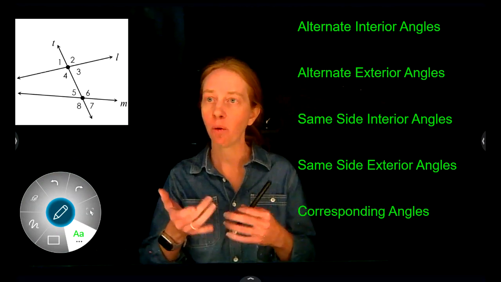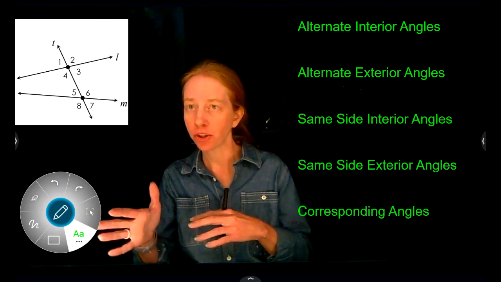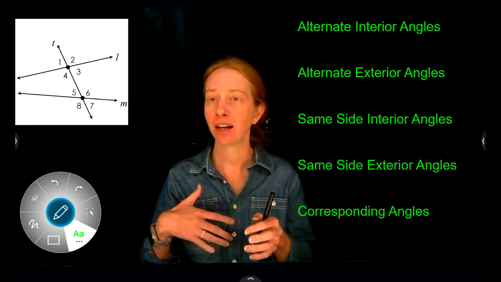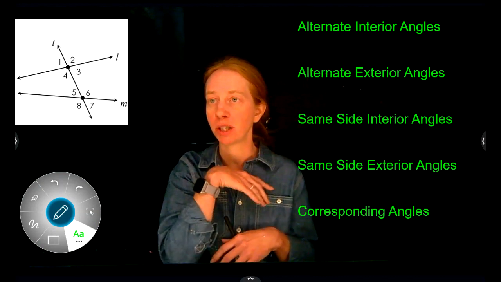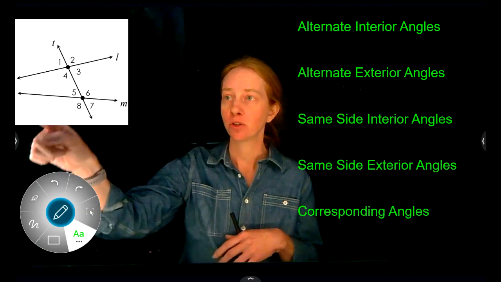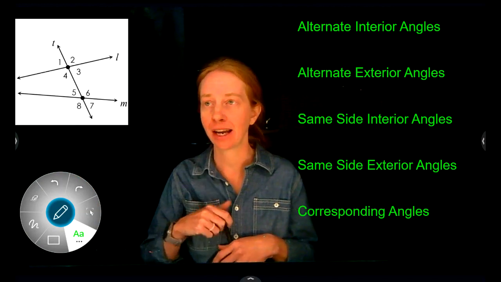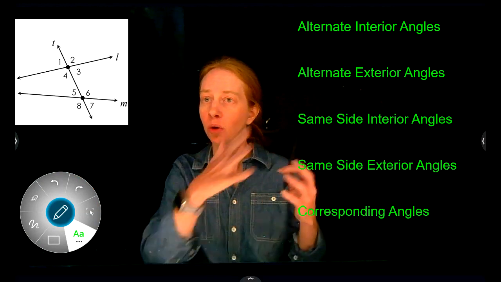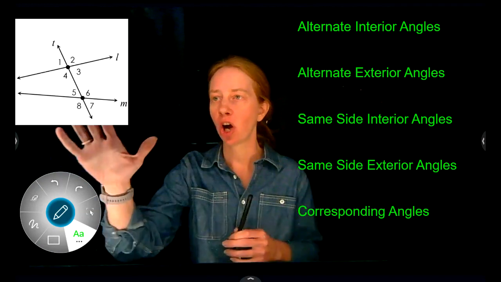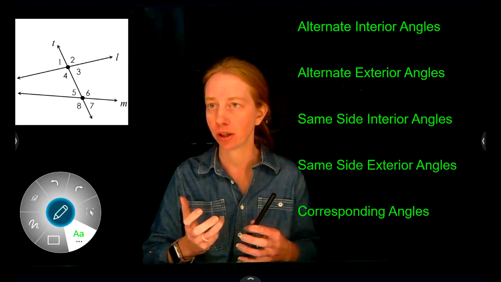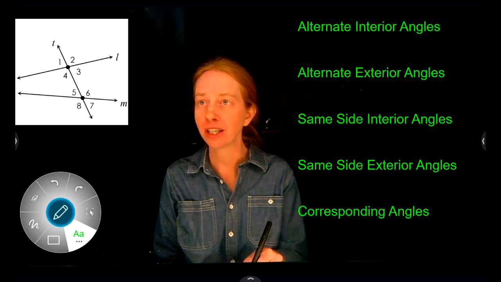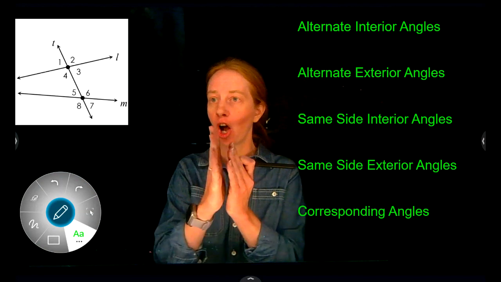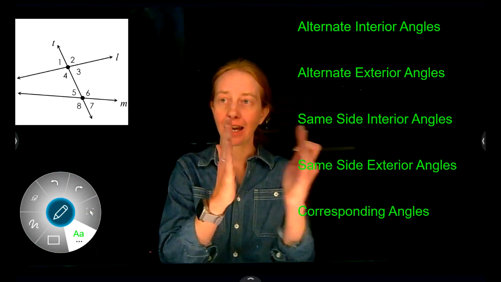You've already thought about what is the difference between alternate and same side. You've already thought about the difference of what does interior mean versus exterior. So we're going to look at this diagram and talk about what do these mean in context of this picture. Okay, and I'm going to give you some examples. So alternate, in this case, the word alternate is going to be on opposite sides.